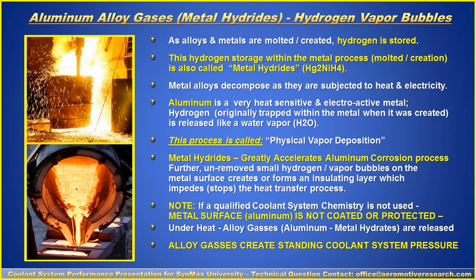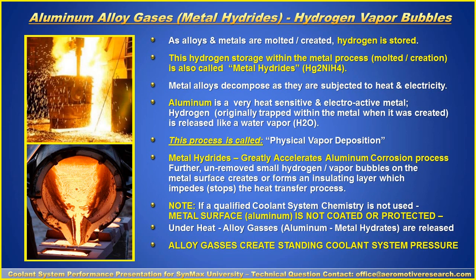You see, they're metal vapor bubbles, all right? It's called aluminum alloy gases or metal hydrates. You see, as alloy metals are melted and created, hydrogen is stored. The hydrogen is stored within the metal process. In the creation, it's called metal hydrates. Metal alloys decompose as they are subject to heat and electricity and conductivity.